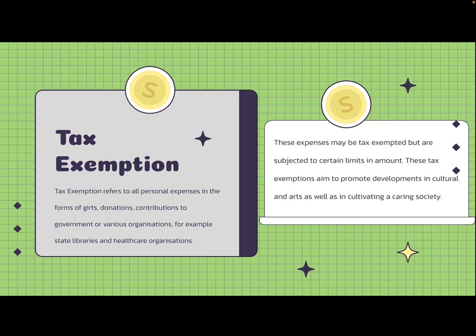Now we come to the next point, which is tax exemption. Tax exemption refers to all personal expenses in the form of gifts, donations, and contributions to government or various organizations, for example, state libraries and healthcare organizations. These expenses may be tax exempt but are subject to certain limits in amount. This tax exemption aims to promote developments in culture and art, as well as cultivating a caring society.